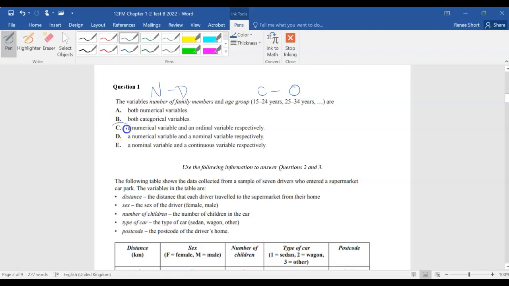So the answer here is going to be C, saying that it's a numerical variable and then an ordinal variable respectively. And that word respectively on the end there means in the order that they were listed in the question. So family members is numerical, age group is then ordinal.